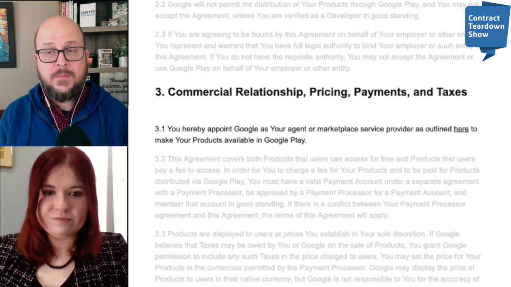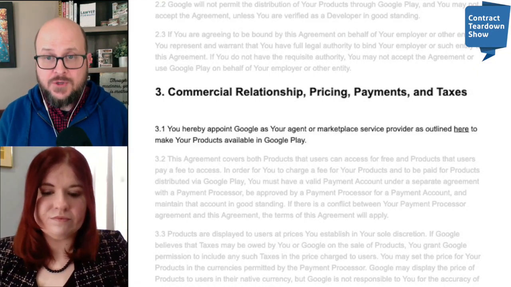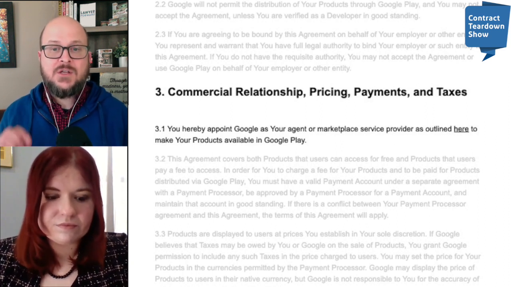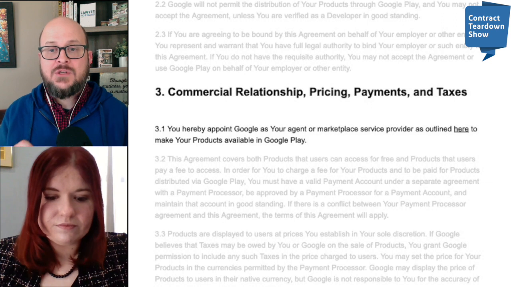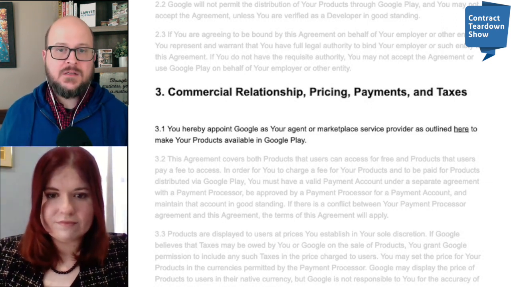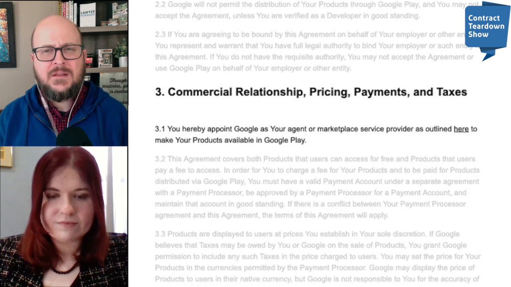Speaking of that relationship, it defines what the relationship is. The commercial relationship, pricing, payments, and taxes section. Under 3.1, it says, you hereby appoint Google as your agent or marketplace service provider as outlined here to make your products available in Google Play. What about that relationship?